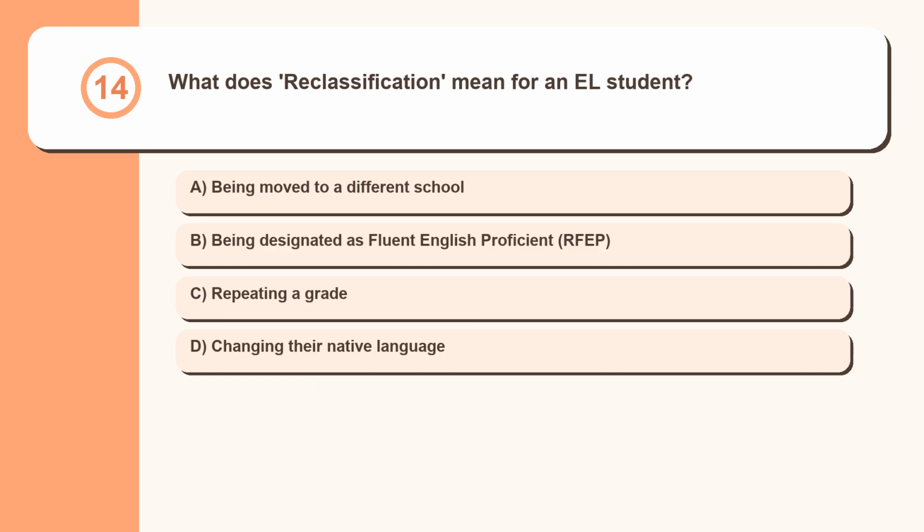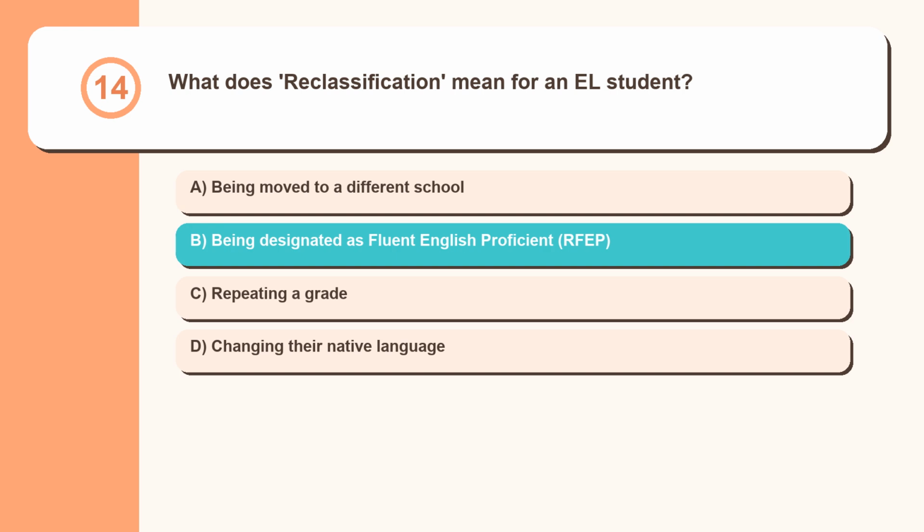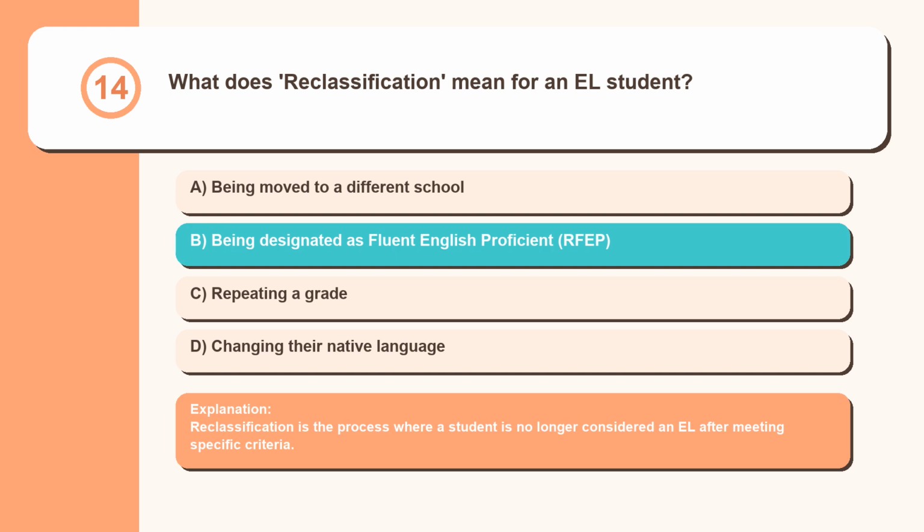Question 14. What does reclassification mean for an EL student? Being moved to a different school. Being designated as Fluent English Proficient, RFEP. Repeating a grade. Changing their native language. Reclassification is the process where a student is no longer considered an EL after meeting specific criteria.